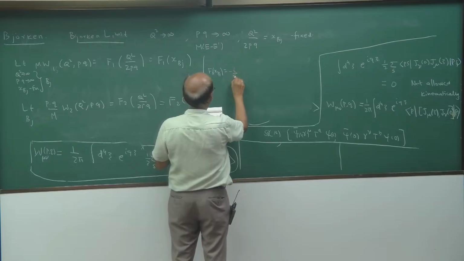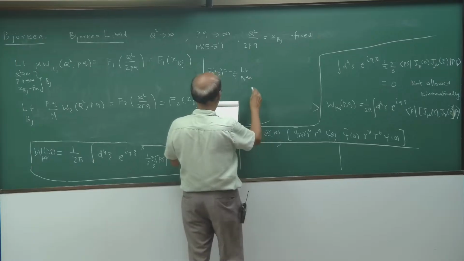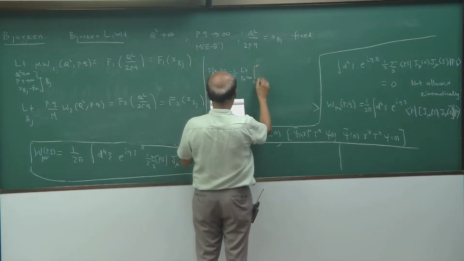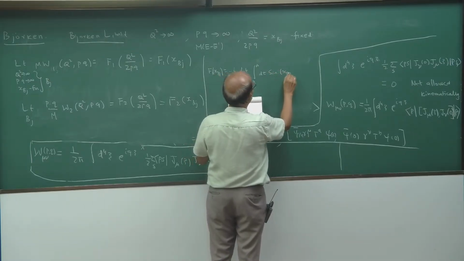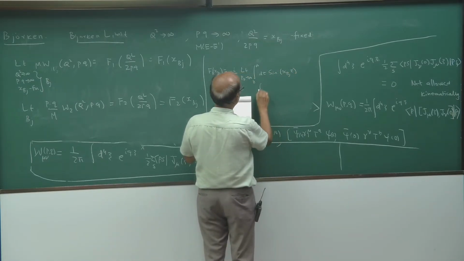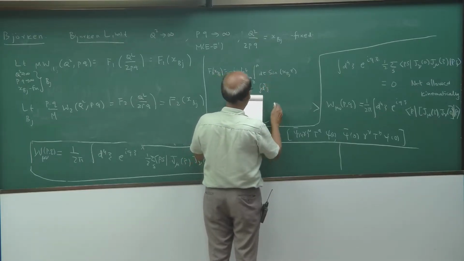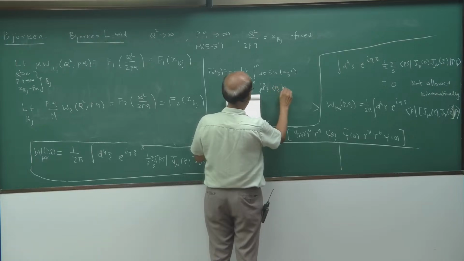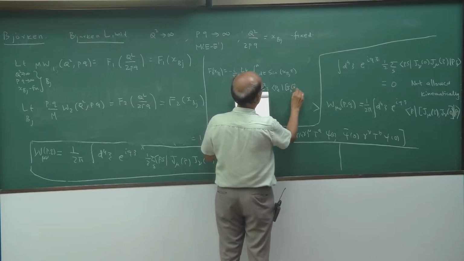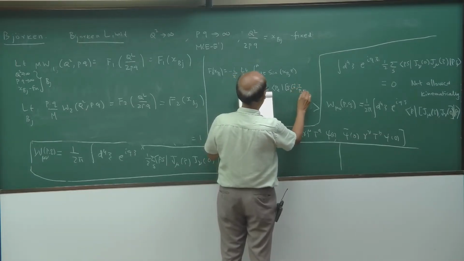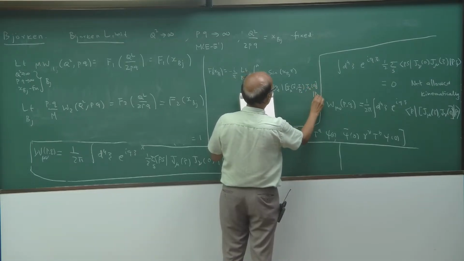minus i by pi, limit pz going to infinity, integral from 0 to infinity d tau sine of (xbj times tau), times integral d cube x, psi of pz, commutator of jx of (x vector, tau by p0) and jx of 0, in the state pz.